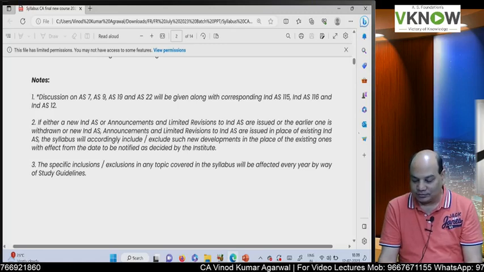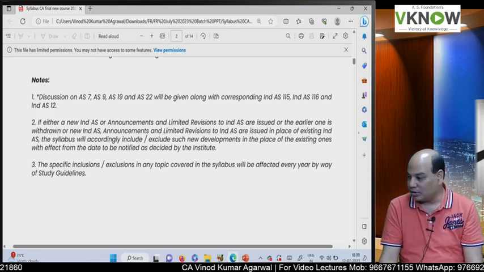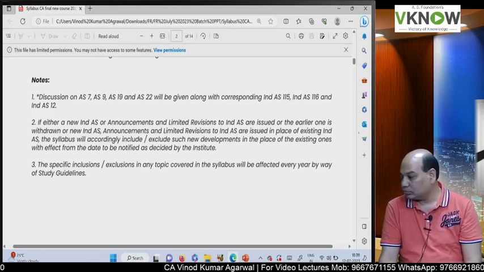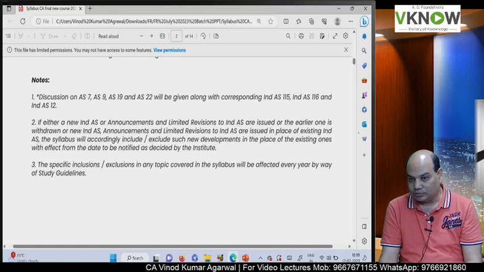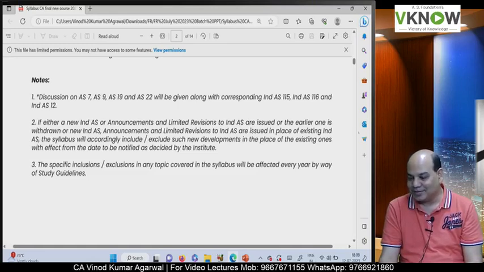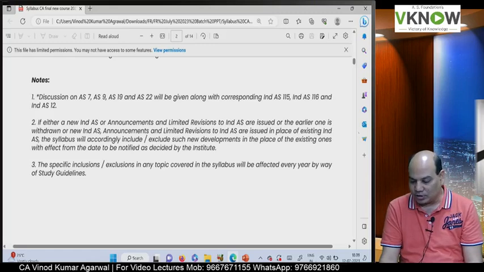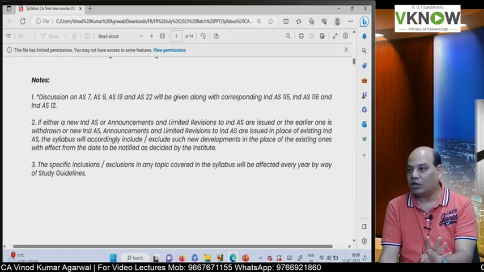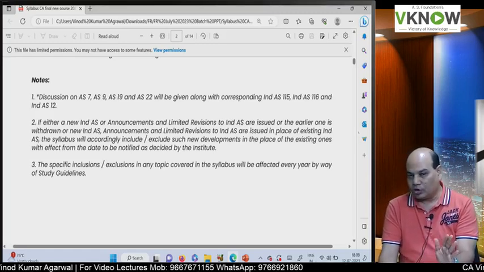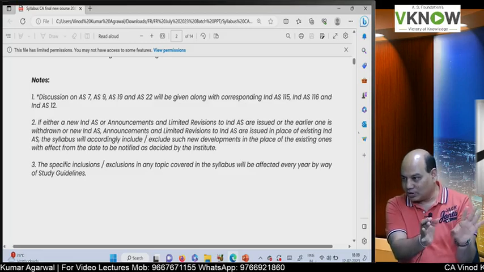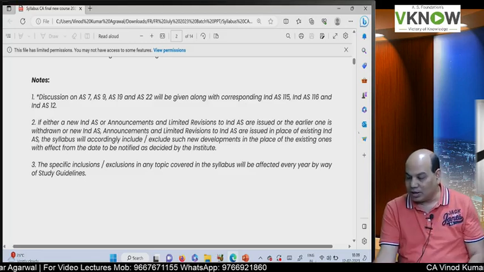AS 7. What was AS 7? Anybody? AS 7? AS 7 is your construction contract. Then AS 9, revenue. AS 19, leases. AS 22, accounting for taxation, that is deferred tax accounting. These 4 standards also you have to learn, and you have to compare the accounting under accounting standard and Ind AS 115.